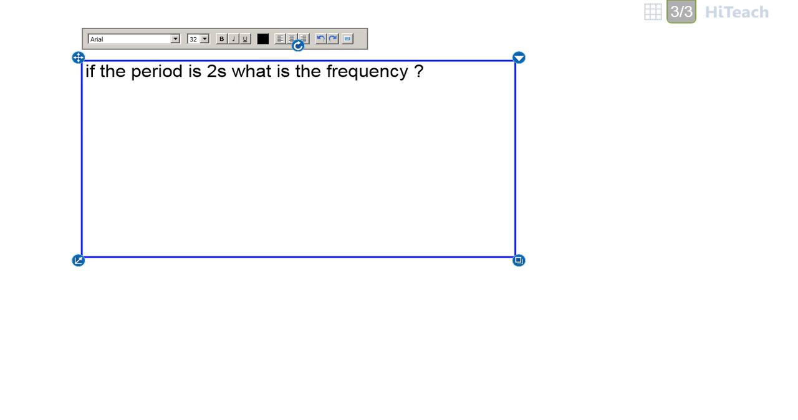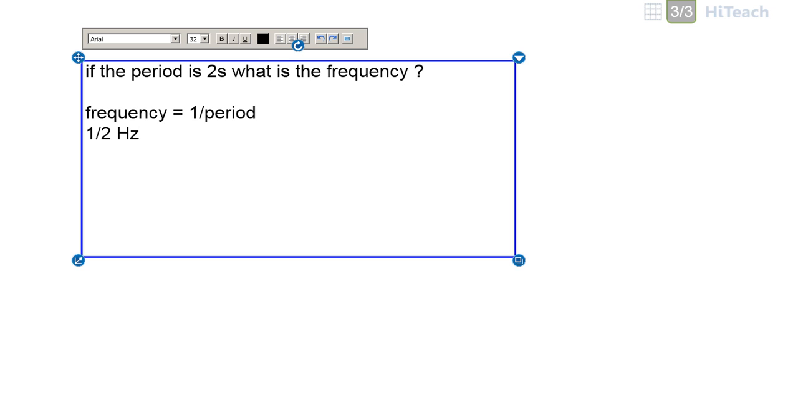How do we find it? You have to write the formula first: frequency equals 1 over the period. So frequency is 1 over 2, since the period here is 2. And we describe it in Hz, hertz: half a hertz.